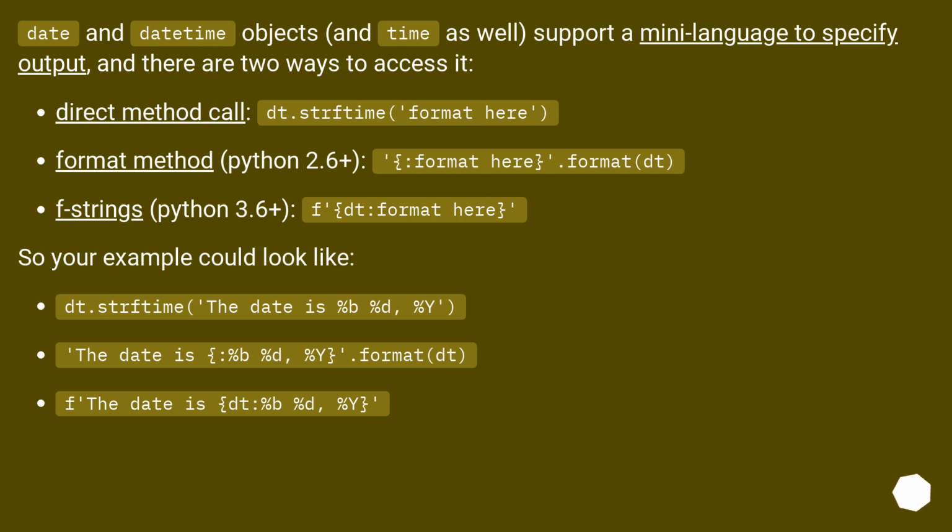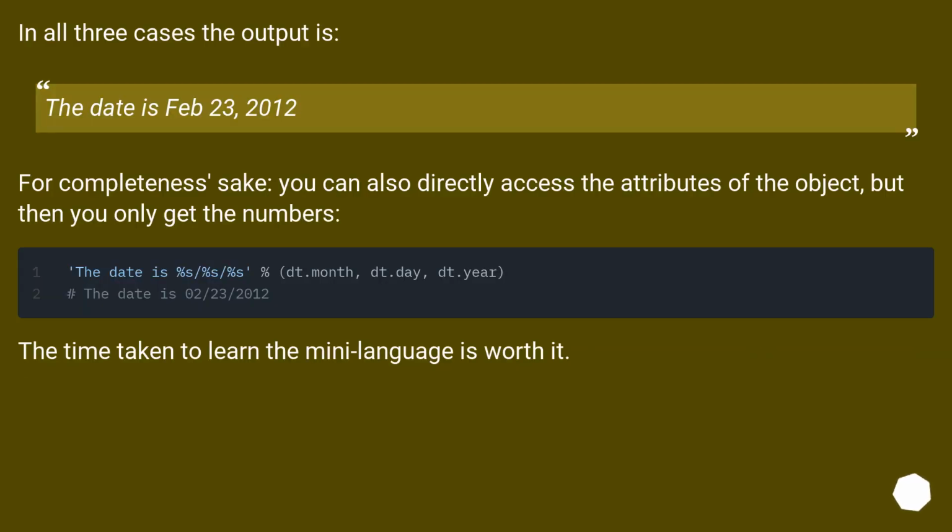dt.strftime("The date is %b %d, %Y"), "The date is {:%b %d, %Y}".format(dt), f"The date is {dt:%b %d, %Y}". In all three cases the output is: The date is February 23rd, 2012.